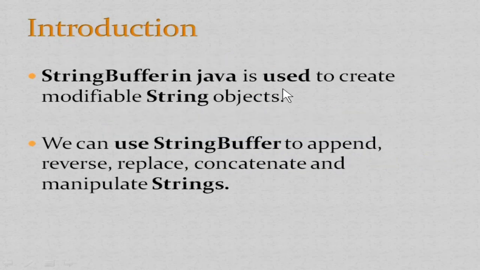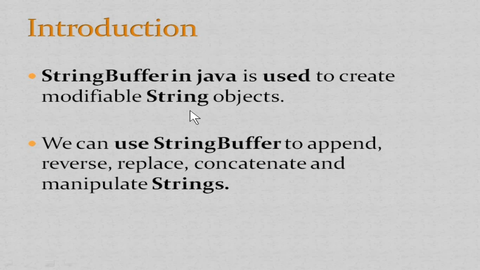String buffer in Java is used to create modifiable string objects. That means you can create a string buffer object, store a string, and do modifications which will be reflected in the same variable, that is the same object. On the other hand, if you create a string object, that is a string variable, you can store the string, but if you do any modification, it will not be reflected. You have to store it into another variable to see the changes. So that is the difference between a normal string and a string buffer object.